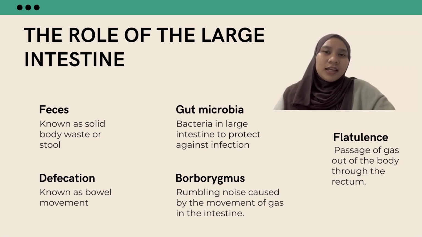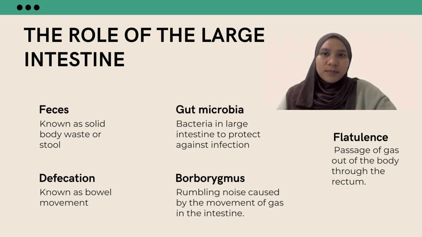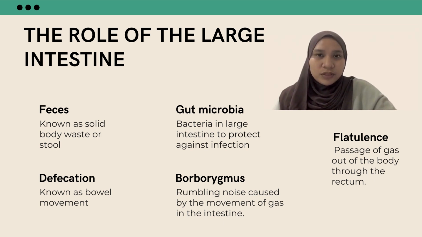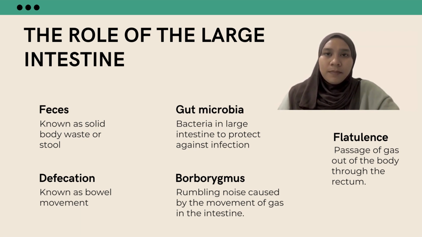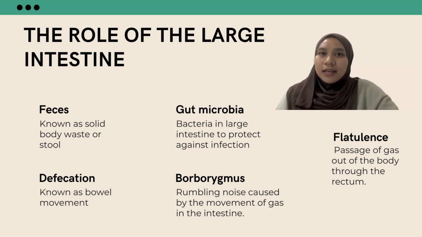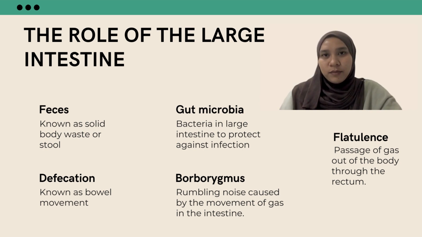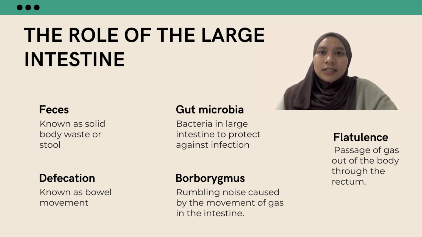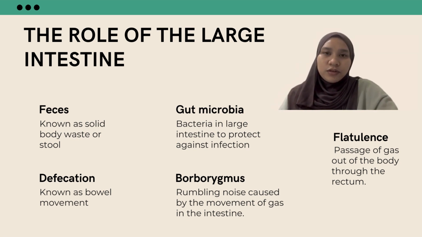The large intestine contains gut microflora which help break down organic waste material, and this process produces gas. Gut microbiota refers to the billions of bacteria present in the large intestine to protect against infection and help maintain the immune system. Then there is also borborygmus, which is the rumbling noise caused by the movement of gas in the intestine. And lastly, flatulence. It is the passage of gas, also called flatus, out of the body through the rectum.